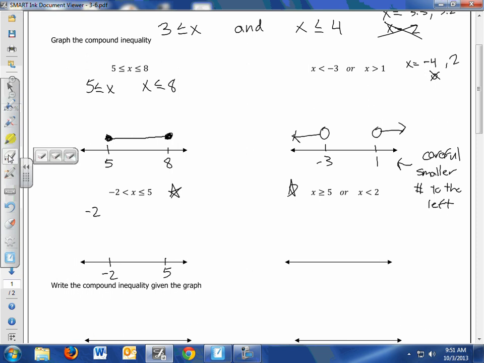All right, who wants to stand up? Mr. Ascendis, go draw the first one. Mr. Wilder, go draw the second one. Beautiful. Open circle on -2, closed circle on 5, connecting those two.